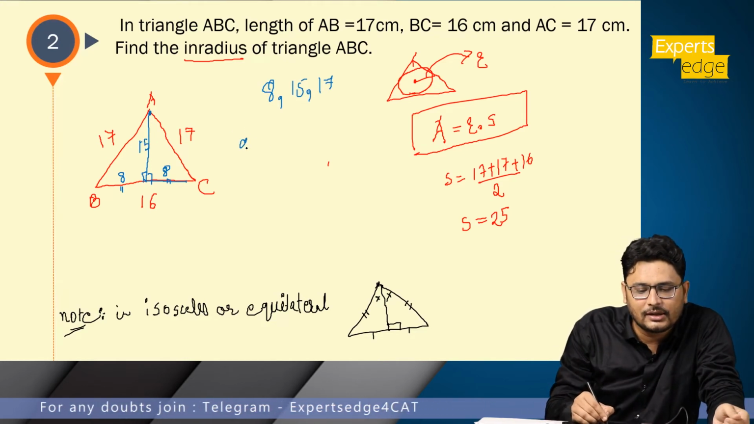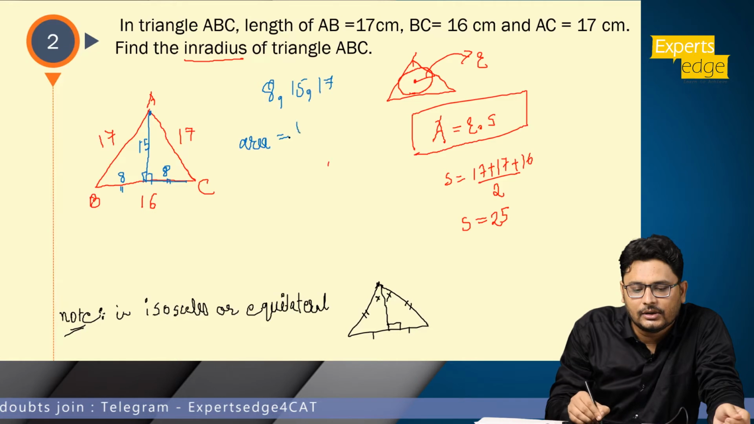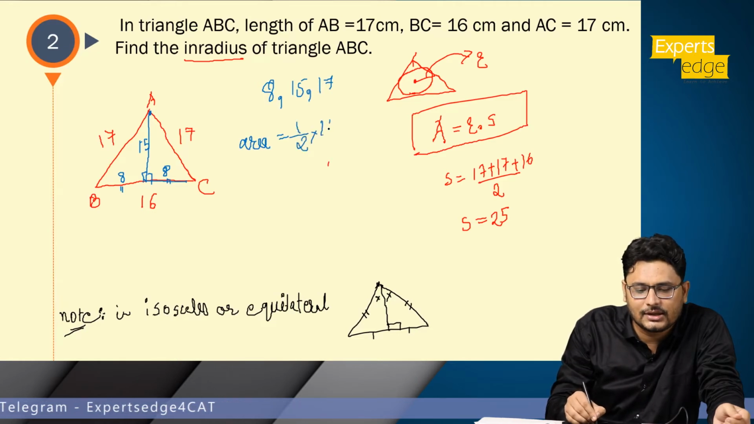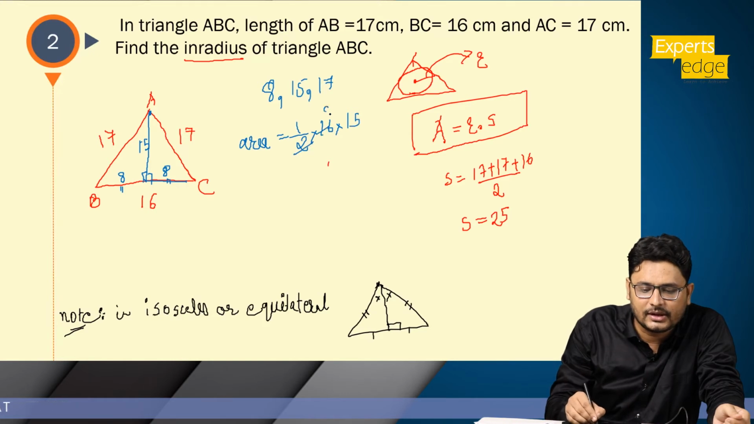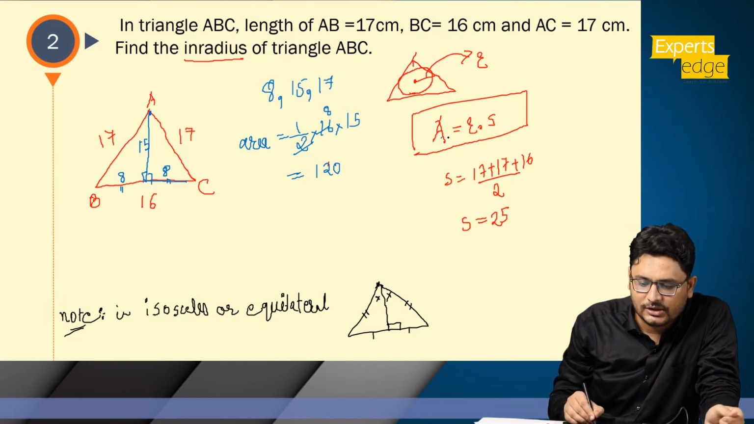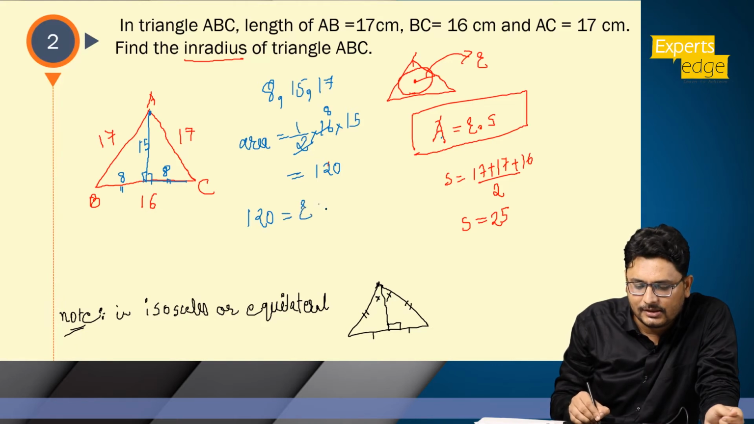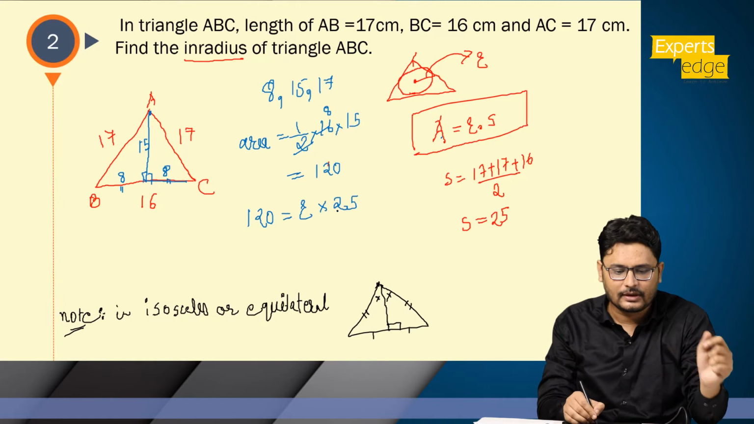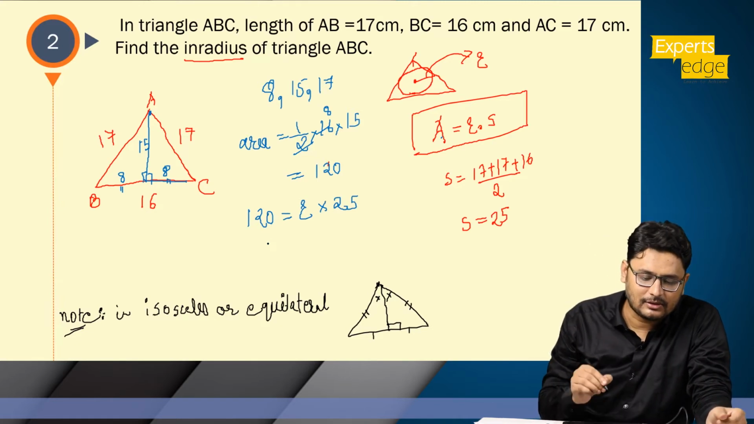So I can get the area now. What is the area of this triangle? Area will be half into base into height. So half, base is 16, height is 15, right? So my area would be 8 times 15, which is 120. But I don't want the area, what I want is the inradius. So just put it in this formula. Area is 120, I want the inradius. Semi perimeter is how much? 25, right?